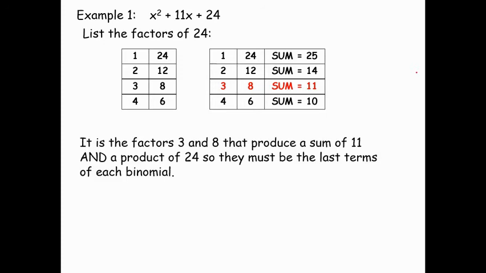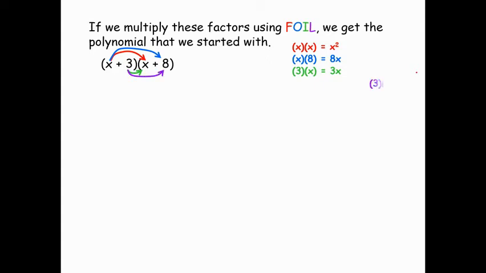And it is the factors 3 and 8 that produce a sum of 11 and a product of 24, so they must be the last terms of each binomial. So we have x plus 3 and x plus 8. If we multiply these factors using FOIL, we get the polynomial we started with. x times x gives us x squared. x times 8 gives us 8x. 3 times x gives us 3x. And 3 times 8 gives us 24.